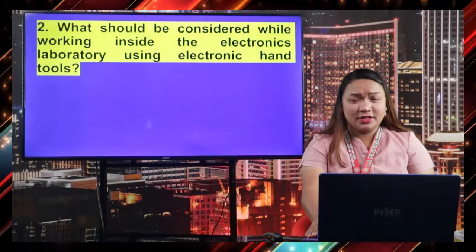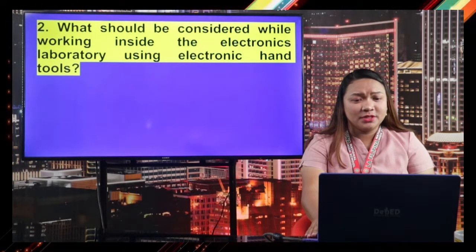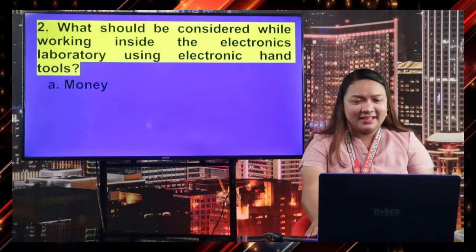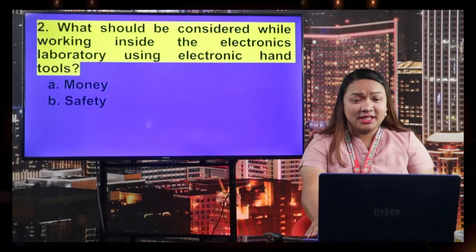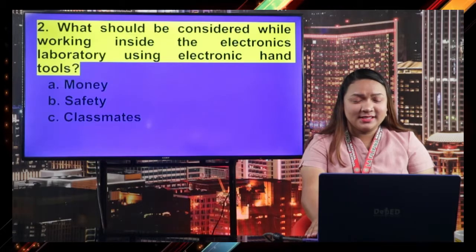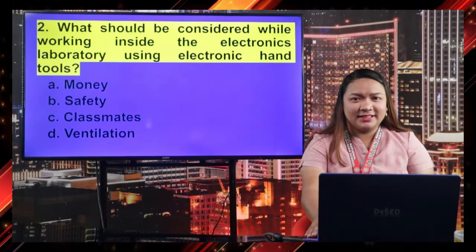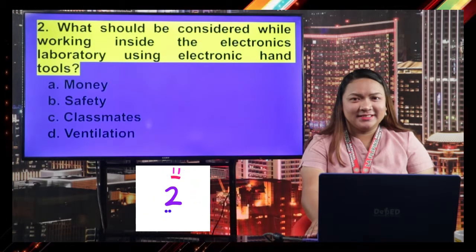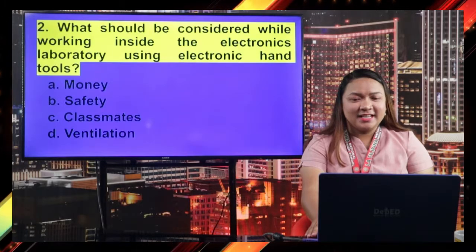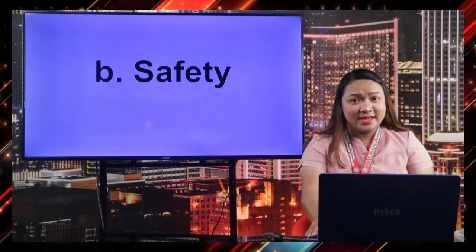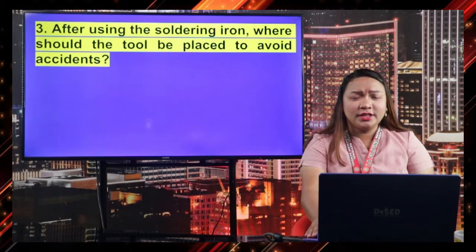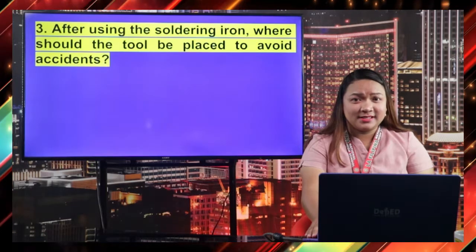Next, number 2. What should be considered while working inside the electronics laboratory using electronic hand tools? A. Money. B. Safety. C. Classmates. D. Ventilation. The correct answer is letter B. Safety.